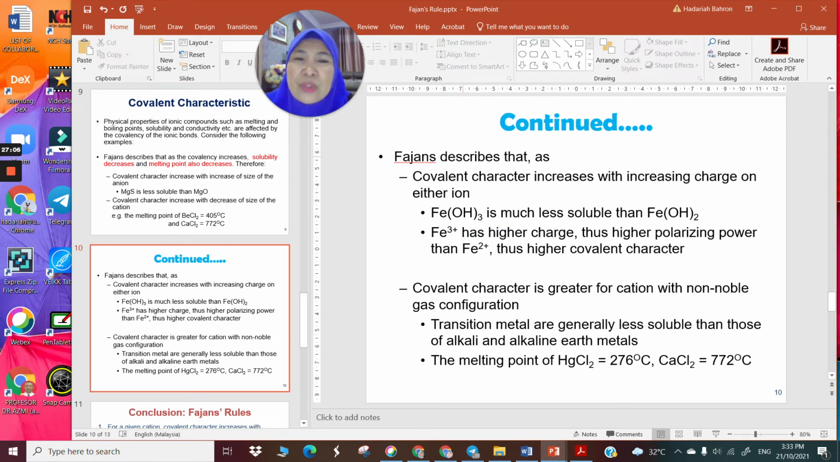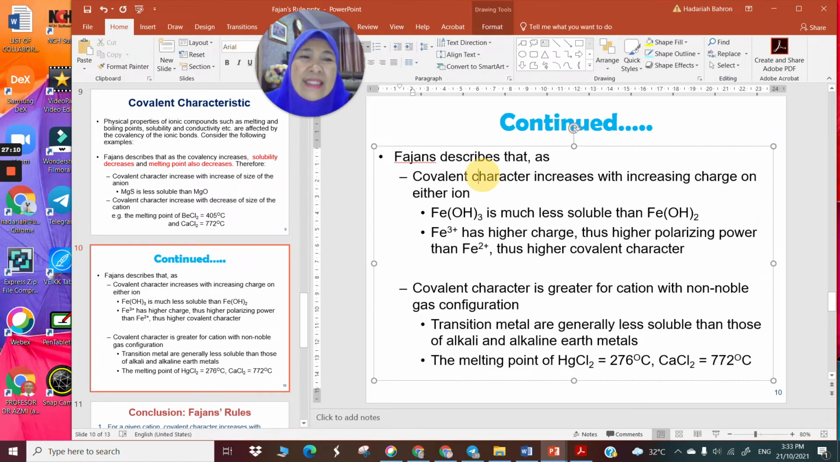And Fajans also described that the covalent character increases with increasing charge of either ion. If both the ions, either the cations or the anions, have high charge, the cation will be highly positive and the anion will be highly negative, then you are going to have increasing covalent character. For example, Fe(OH)3 is less soluble than Fe(OH)2 because Fe3+ has high charge. In Fe(OH)3, it is iron 3+. In Fe(OH)2, it is iron 2+. So Fe3+ has a high charge, thus it has a higher polarizing power than Fe2+.